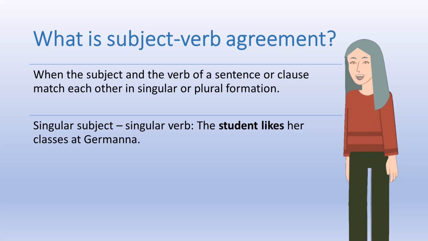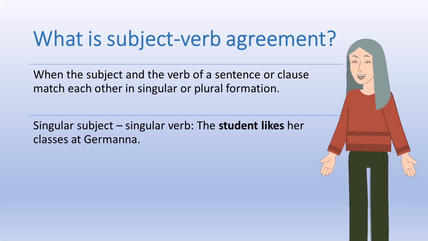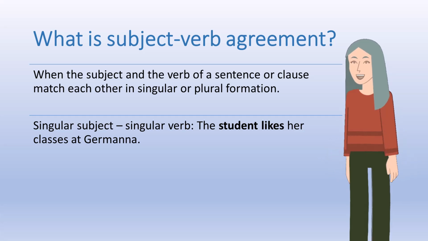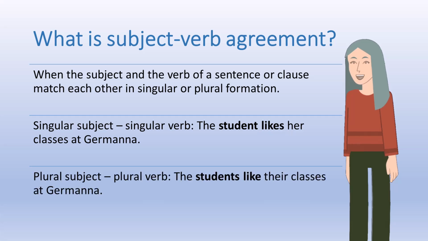A singular subject must take a singular verb. In the sentence, "The student likes her classes at Germana," we're talking about one singular student, so the verb has to be singular too. We do that in the simple present tense by adding the s to the base form of the verb like. A plural subject, however, must take a plural verb.